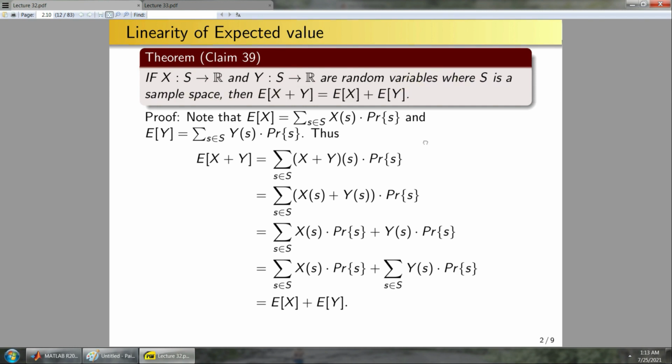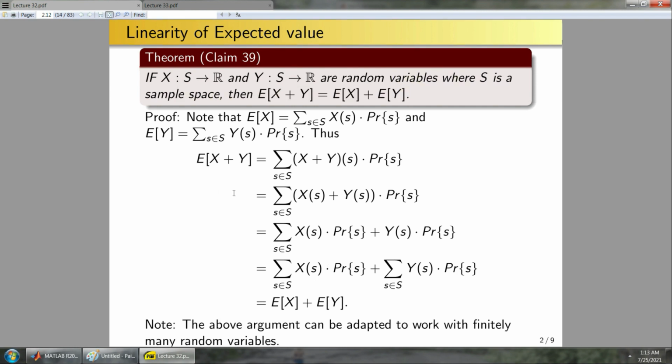Okay, so one thing to note, this argument above can be adapted to work with finitely many random variables. So x1 plus x2 plus and so on up to xn, this process still works, or if you want to go another way, you could just simply use induction. So in some problems, I end up with something where I want to compute the expected value of the sum of lots of things. In those cases, instead of computing the expected value of the sum, I can compute the sum of the expected values.